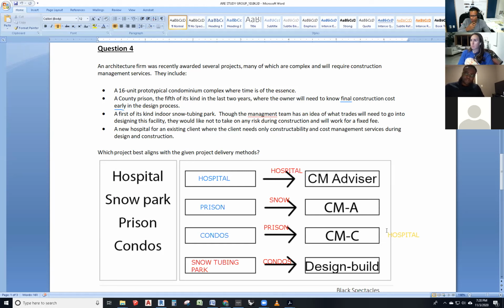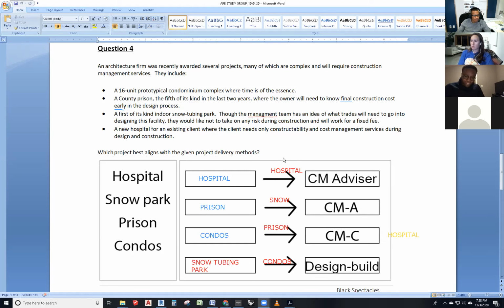There is not a fast track method in here. The design build is the fastest of them, right? Isn't it? It could be. Yeah, so the condos I think is suited for design build, right? I agree with Miranda with that. The CMC for prisons, but at the hospitals I think.